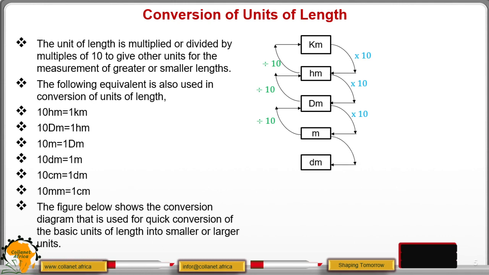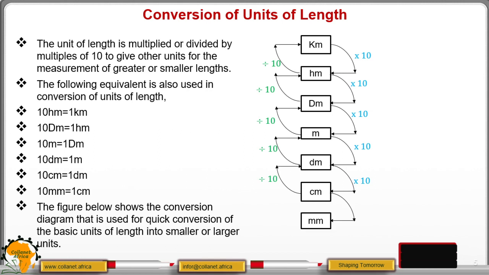From there, we are moving to decimeter. That is, if you are moving from meter to decimeter, you multiply by 10. But if you are moving from decimeter to meters, you divide by 10. From there, we have decimeter to centimeter. You multiply by 10. And from centimeter to decimeter, you divide by 10. Again, the last one, from centimeter to millimeter, you multiply by 10. And from millimeter to centimeter, you divide by 10.